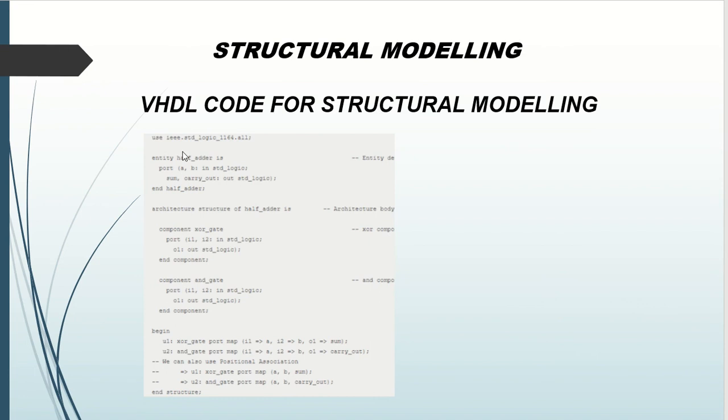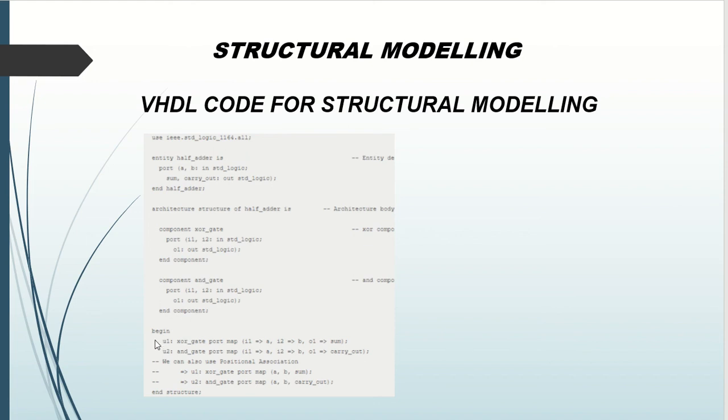VHDL code for structural model. Here we again use this package, entity of adder is. The declaration starts with A, B as your input, sum and carry as your output. The declaration ends with the name. Architecture structure of adder is component XOR_gate. The declaration starts: I1 and I2 are inputs, O1 is the output. Component AND_gate. The declaration starts with I1, I2 as the inputs, O1 as the output.